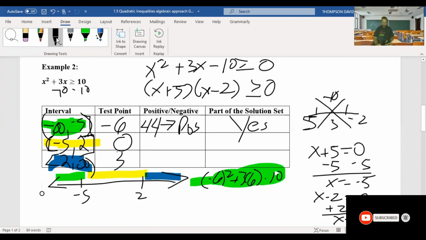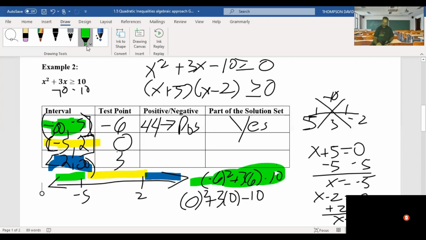Next one, we would do 0, so that would be 0 squared plus 3 times 0 minus 10, and let's highlight that to be consistent. So 0 squared plus 3 times 0 minus 10 is negative 10, and that's negative. So a negative number cannot be greater than 0. So no, this is not part of the solution set.